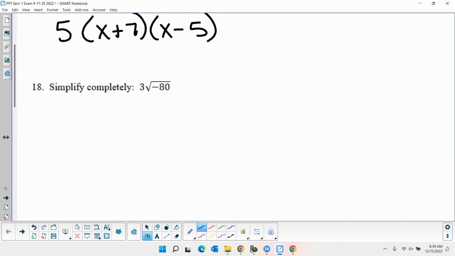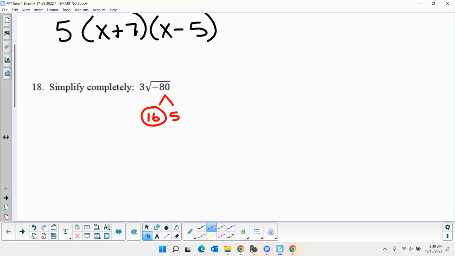All right. Simplifying radicals. I like to try to find a perfect square when I do my factor tree. You can do 8 times 10, though. You can do 2 times 40 if you want. Right, Rosalie? Okay. Doesn't matter how you start, but I always like to look for a perfect square.